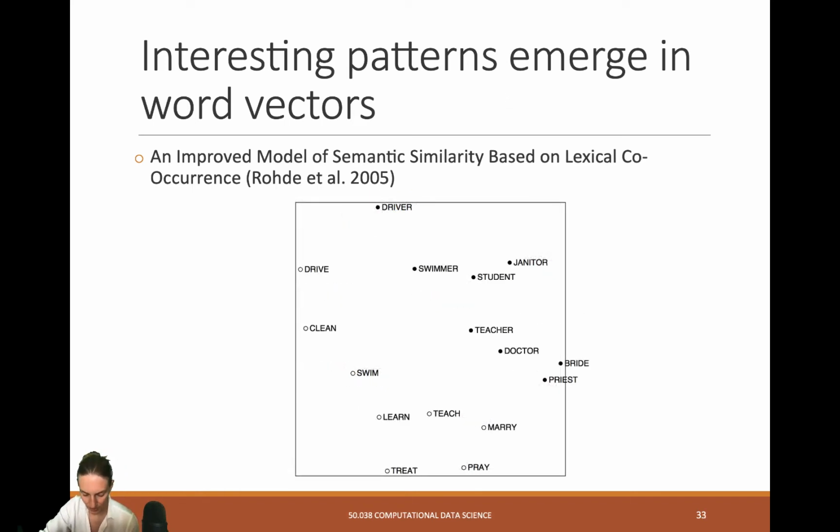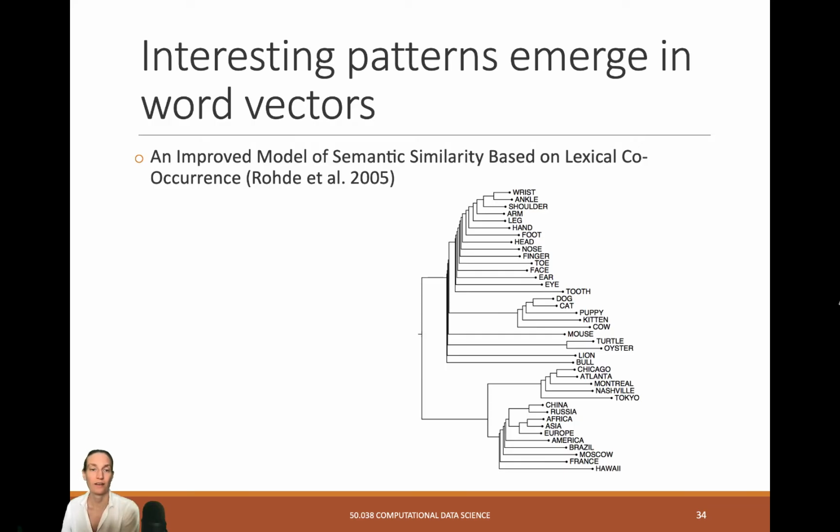Here's another example. We'll see that teach and learn hopefully go together. Yeah, janitor and student, I don't know what that's about. Bride and priest. So there's a lot there that we can see, and it's very interesting to study these embedding spaces. Another way of representing these multidimensional word embedding models would be through graphs like the dendrogram that's depicted here.